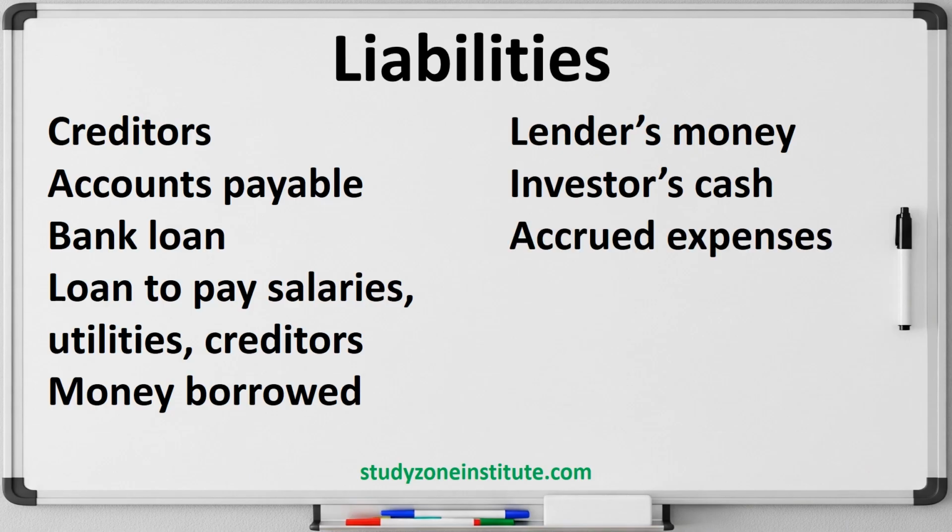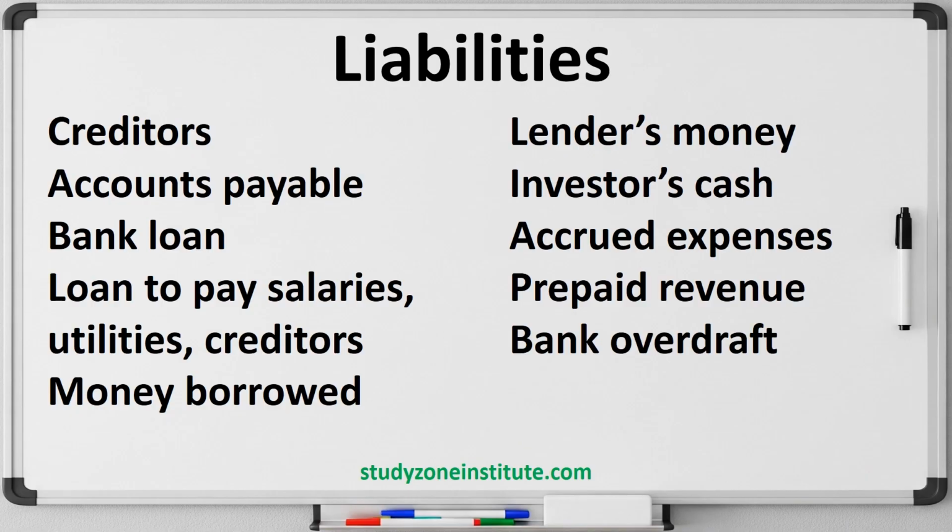Accrued expenses, expenses incurred but not yet paid, like salaries or utilities. Prepaid revenue, money received from customers for goods or services that have not yet been provided. Bank overdraft, the business has spent more money than it has in its bank account. Cash dividends, money owed to shareholders from business profits.